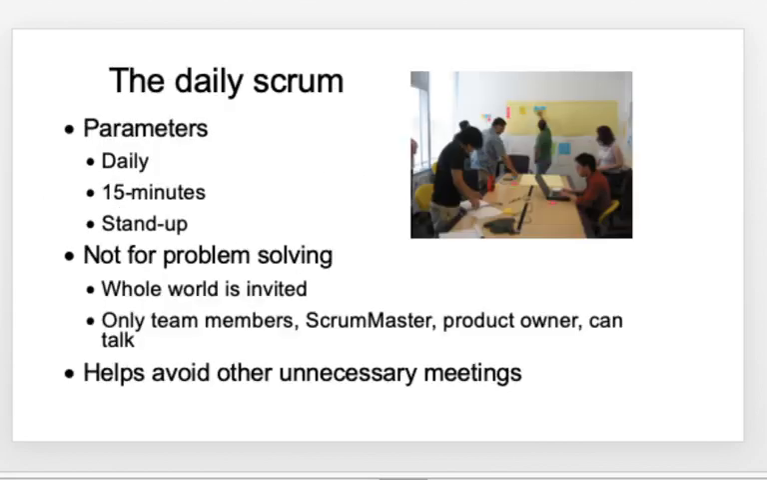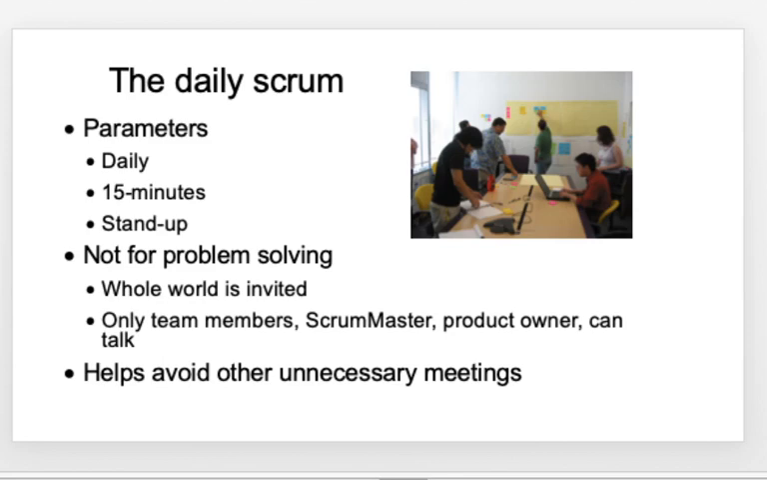Then you have something called the daily scrum, otherwise called the stand-up meeting. This meeting needs to be done daily. The duration cannot exceed 15 minutes. The daily scrum is called a stand-up meeting because you need not sit. You can stand and talk. And the daily scrum meeting basically starts with the start of the day.